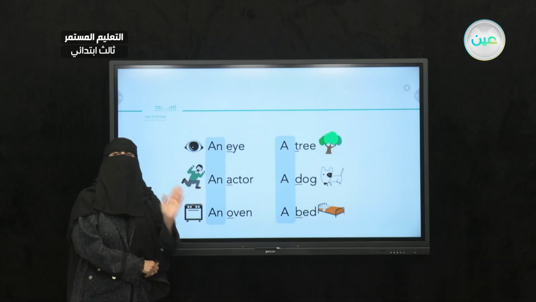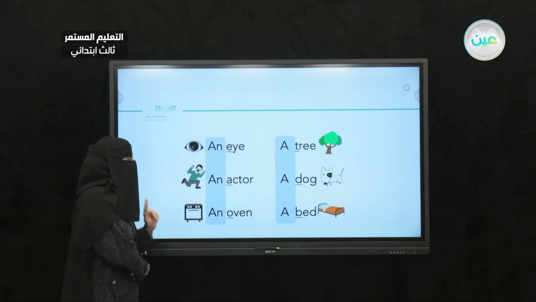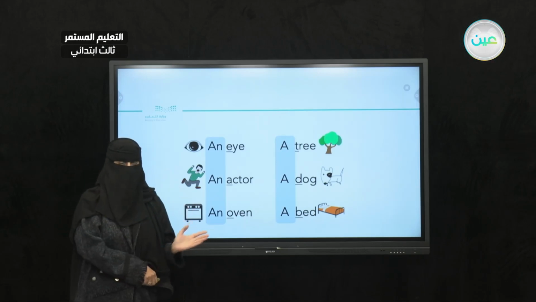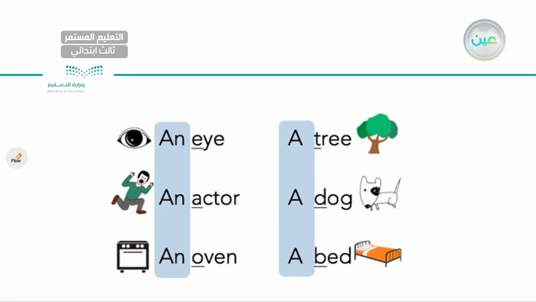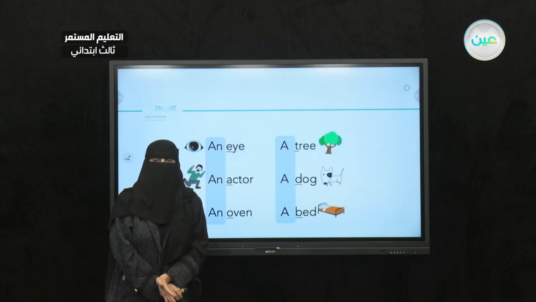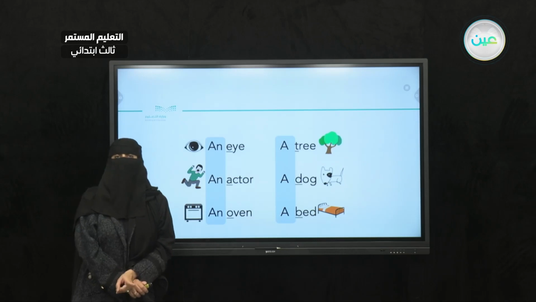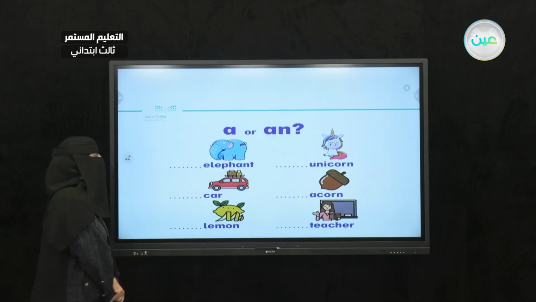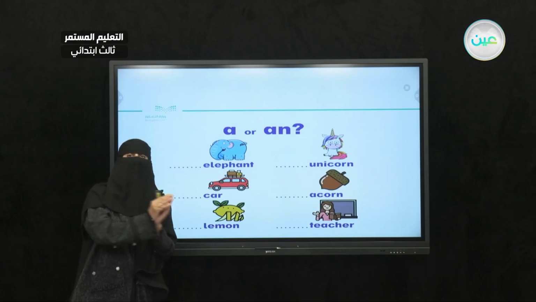All these items, all these words start with a vowel: E, A, and O. And I have singular. Next, I have a tree, a dog, a bed. These words start with a consonant, and I only have one. They are singular. Now, help me out to decide: are we going to use a or an?